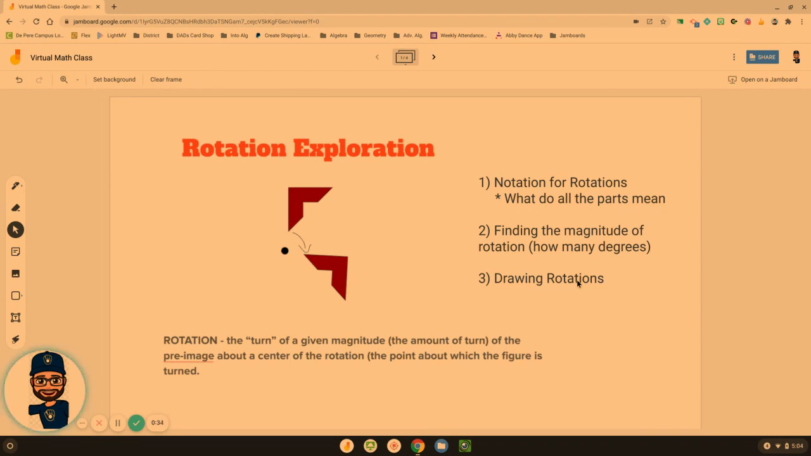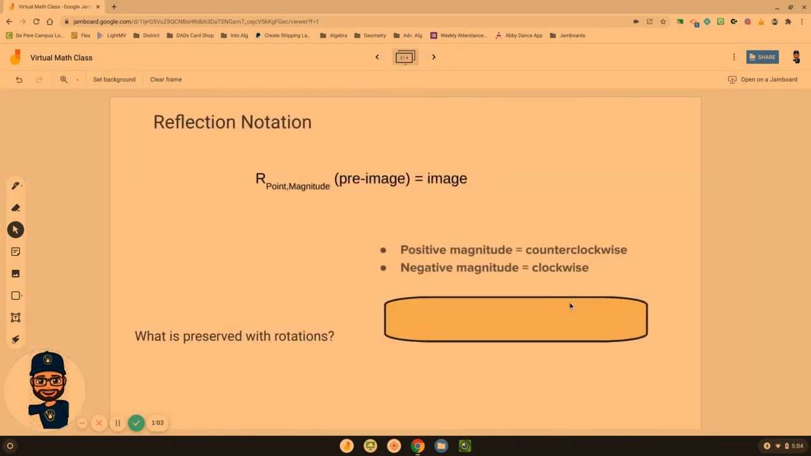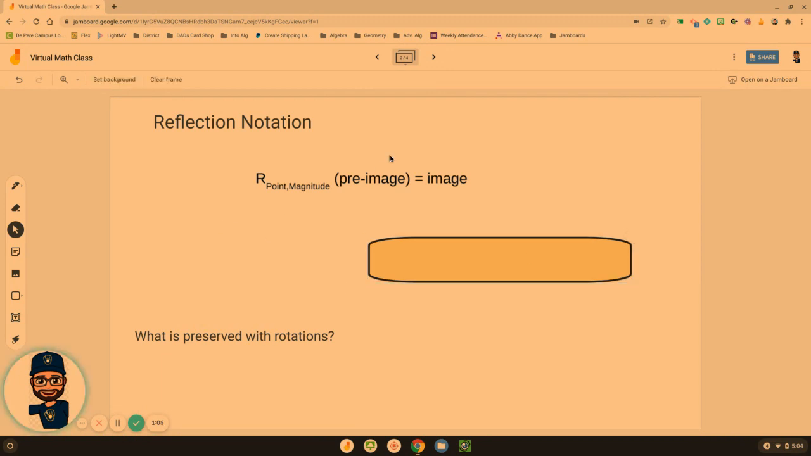And in order to get this started, we've really got to take note down here. A rotation is the turn of a given magnitude, which is the amount of turn of our pre-image, that it rotates about some center of rotation. So it's going to be important that you take notes on the formulas or the notation that we use for rotation and how we go about finding some of these different pieces of information. So here is the notation for a rotation.